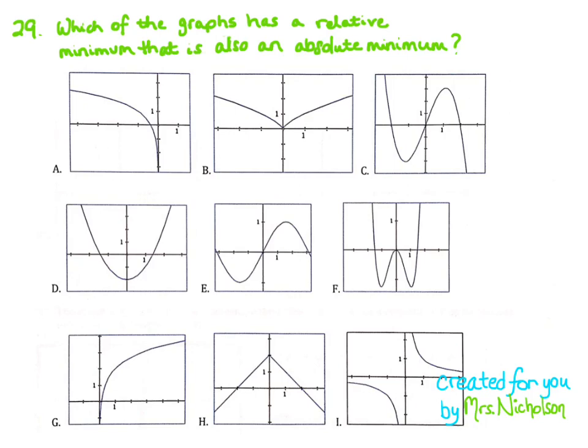Number 29, which of the graphs has a relative minimum that is also an absolute minimum? Graph A has no relative minimum at all. B, we've got a relative minimum here, and that is in fact the lowest point on the graph, the absolute minimum. So B is an answer. On C, we have a relative minimum here, but it is not the lowest point on the graph because the graph keeps going. D, we've got a relative minimum, and that is the lowest point, the absolute minimum.